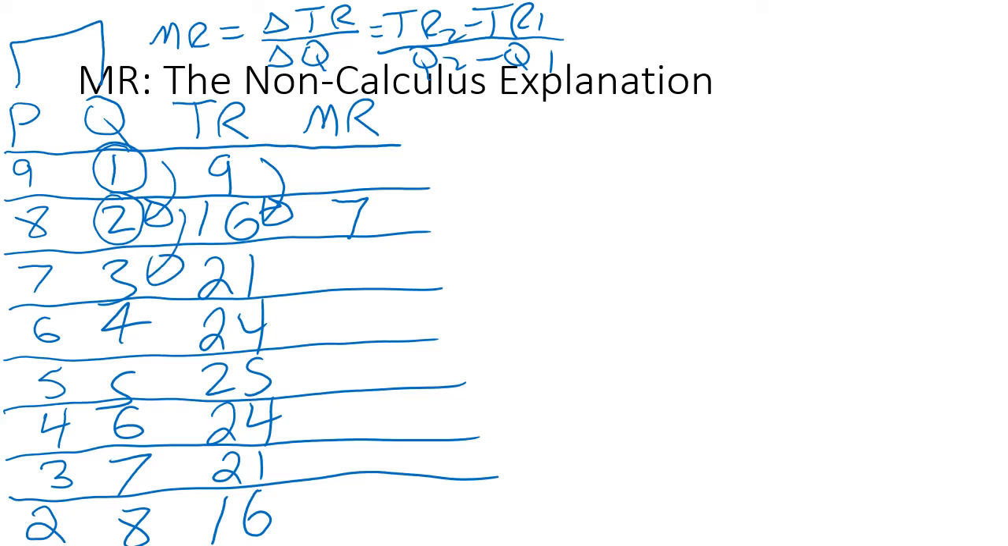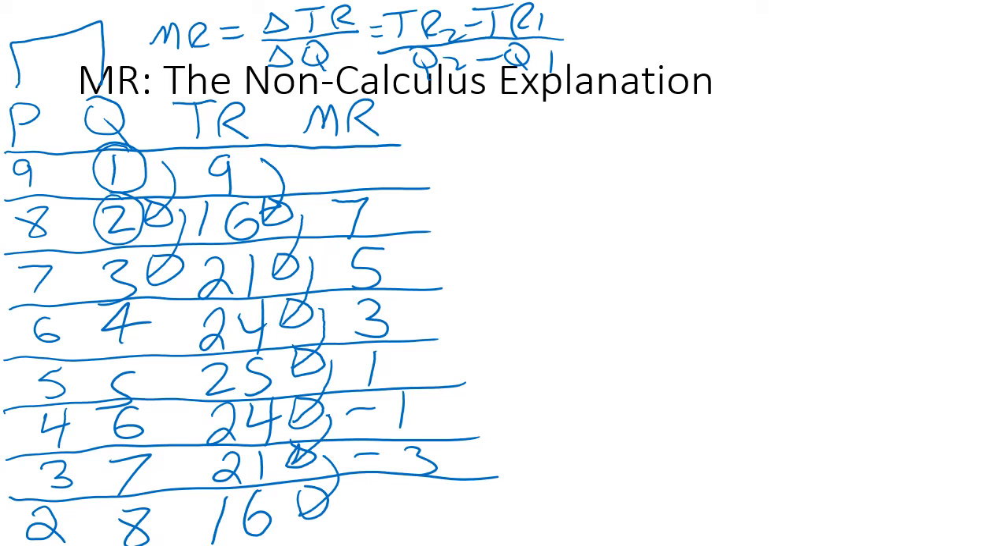And then the third unit. So we go from 16 to 21. That's 5. And then from 21 to 24, that's 3. And then from 24 to 25, that's 1. And then from 25 to 24, that's negative 1. Yes, marginal revenue may become negative. And then from 24 to 21, that's negative 3. And finally, negative 5. Now, why don't we graph all of this?